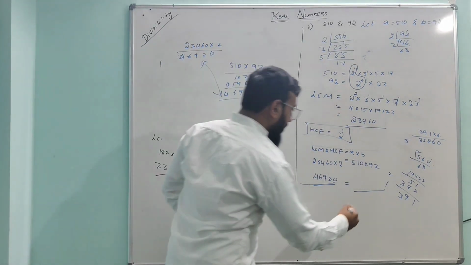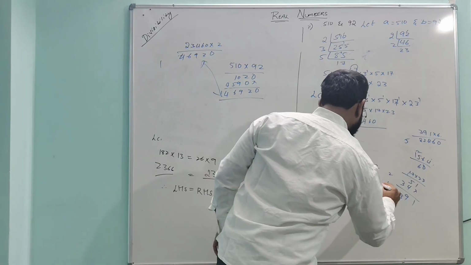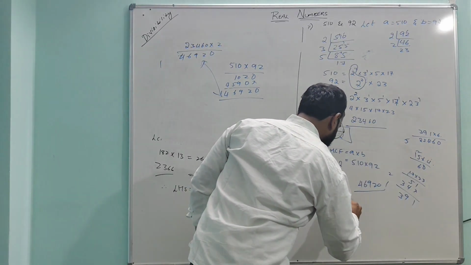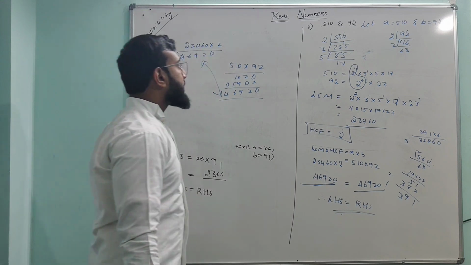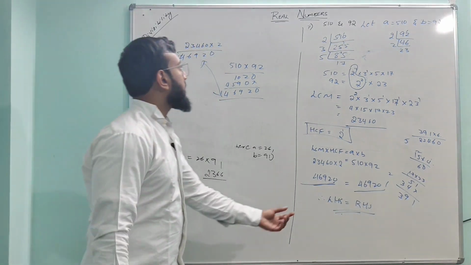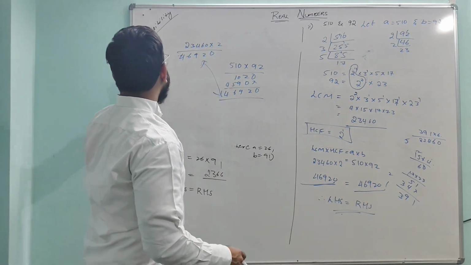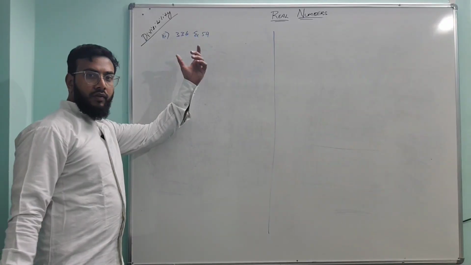It is the same, 46920. Therefore LHS is equal to RHS. This completes the second question. Then we come to the final question, that is the third question. We'll solve this question.